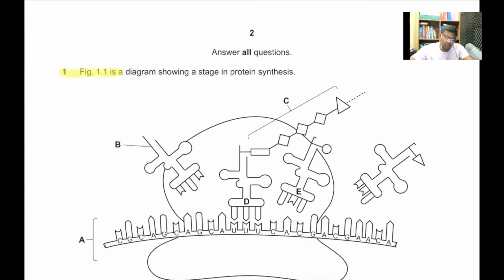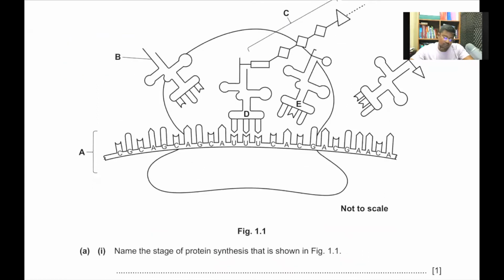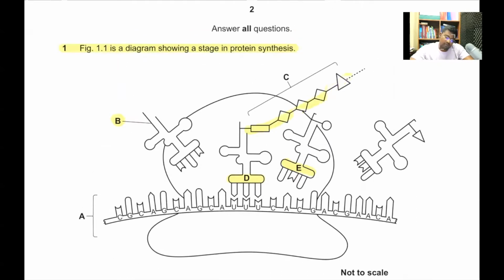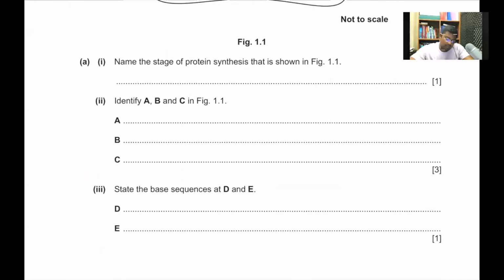Question number 1. Figure 1.1 is a diagram showing a stage in protein synthesis. We can see molecule B, which is a tRNA molecule leaving the ribosome. Another molecule D, tRNA, is bringing in the amino acid, and we can see the polypeptide, which is represented by C. Name the stage of protein synthesis that is shown in figure 1.1. So we are actually looking at translation.